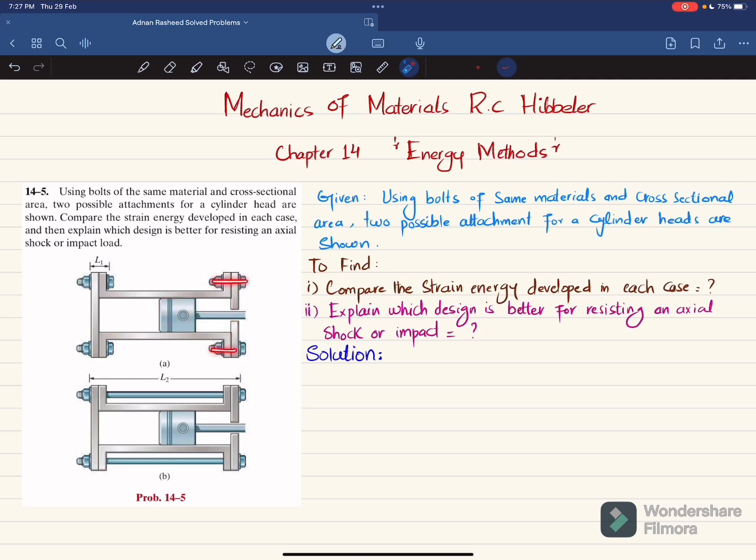So this is one arrangement using 4 bolts, each of length L1, and here you can see the cylinder head is held by a single bolt of length L2 on each side. Clear? So you have to find the strain energy in this case and in this case, and then we will compare which one is better. So let's start with the solution.